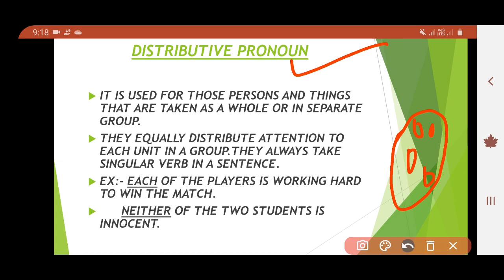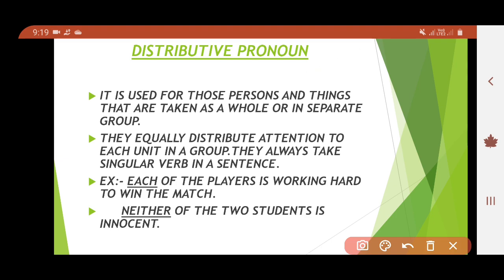They always take a singular verb in a sentence. So distributive pronoun is always written with a what? Singular verb. This verb will be in singular form, not plural. Distributive pronoun gives attention to everyone in a group or as a whole. But still it uses a singular verb in a sentence, not plural. Let us see some examples.